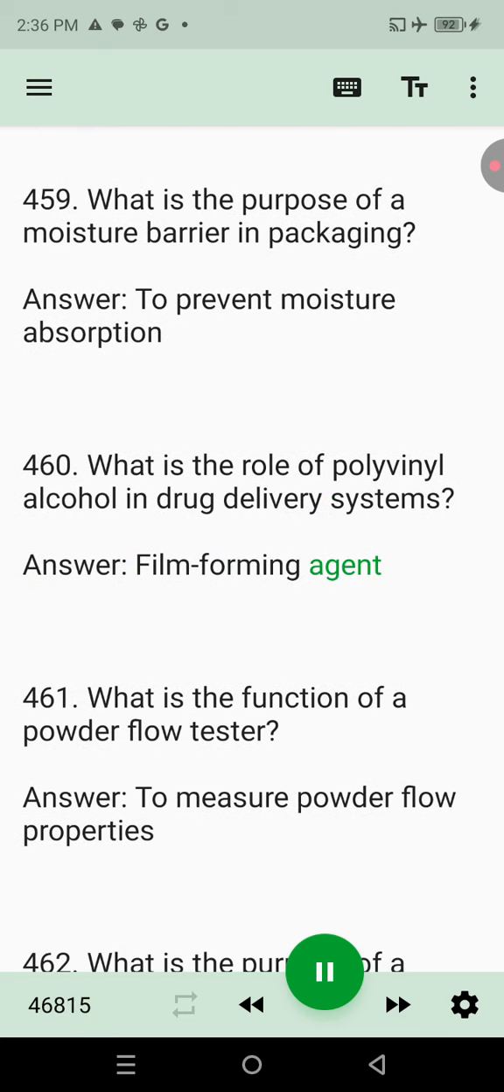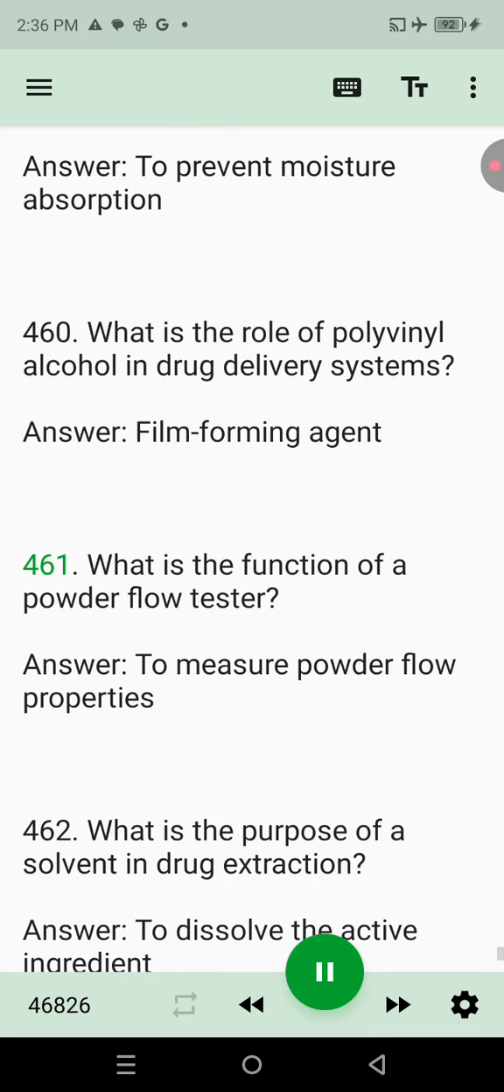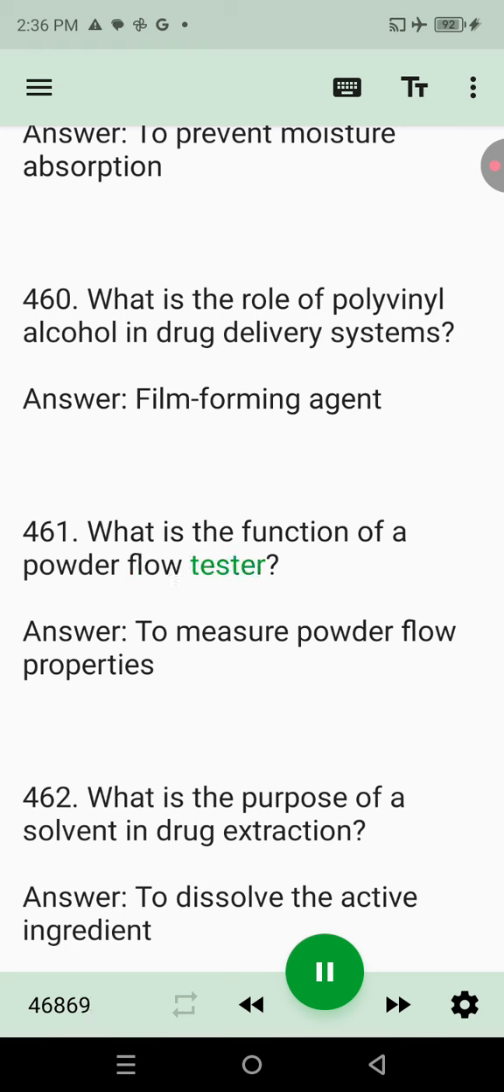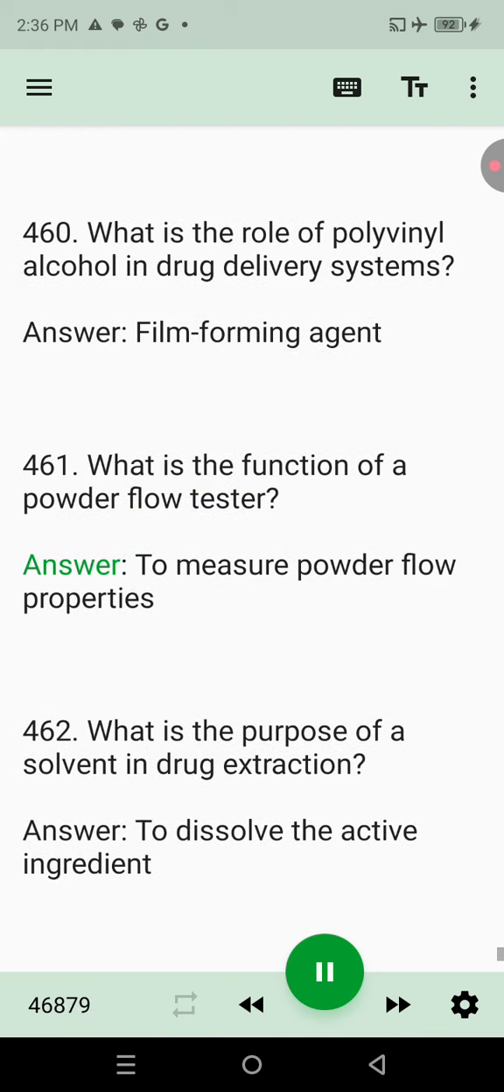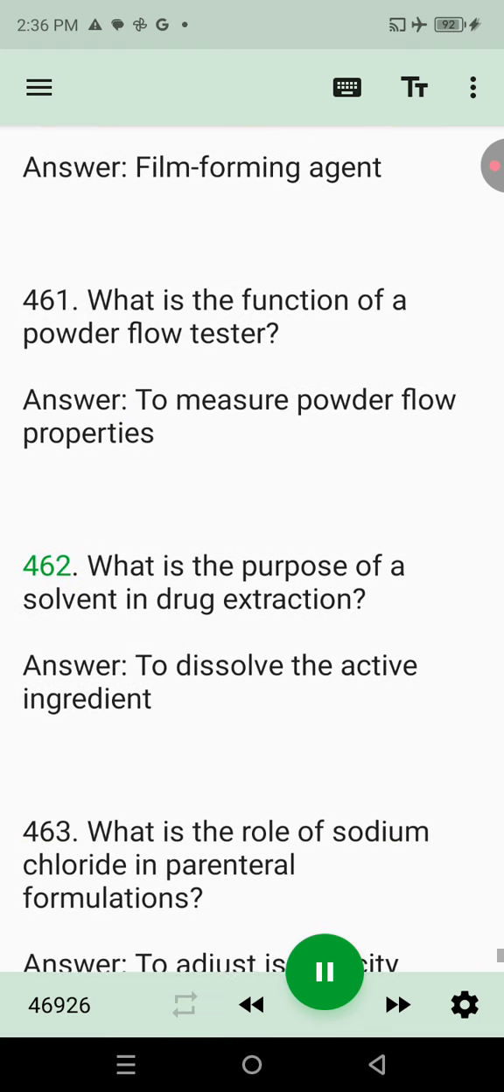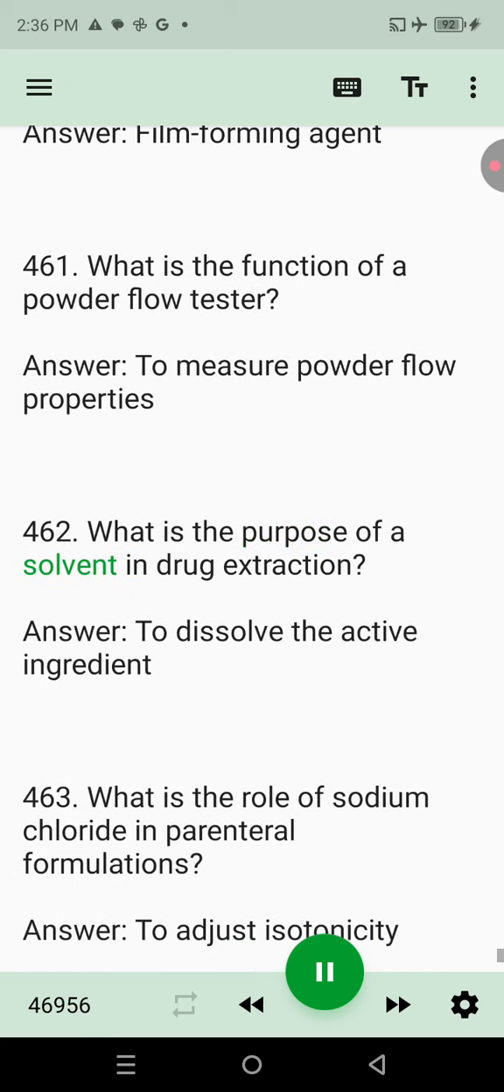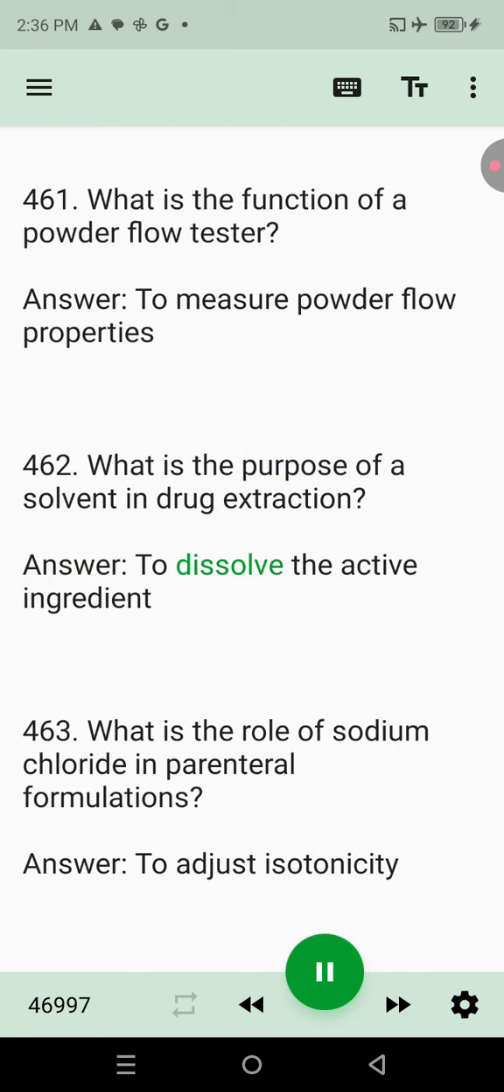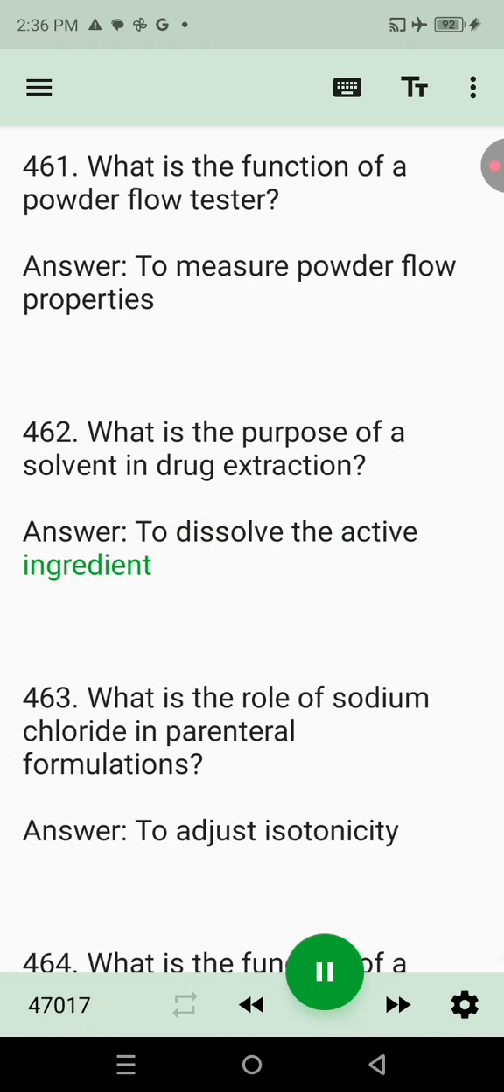Answer: film forming agent. 461. What is the function of a powder flow tester? Answer: to measure powder flow properties. 462. What is the purpose of a solvent in drug extraction? Answer: to dissolve the active ingredient.